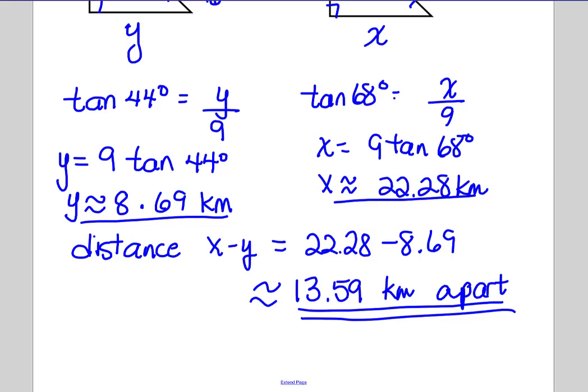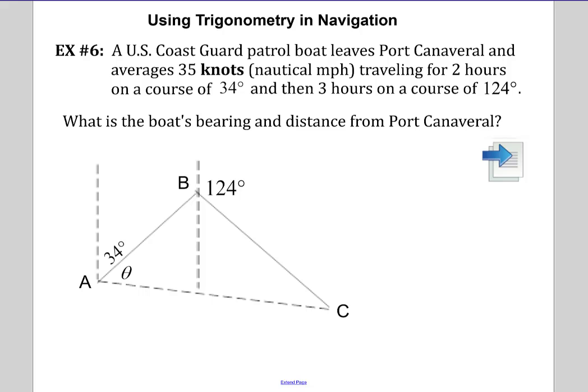Okay, let's go look at some navigation problems. So using trig and navigation, if a U.S. Coast Guard patrol leaves Port Canaveral and averages 35 knots, that's a nautical mile per hour, for 2 hours on a course of 34 degrees, and then 3 hours on a course of 124 degrees, we want to know what the boat's bearing and distance from Port Canaveral is going to be.